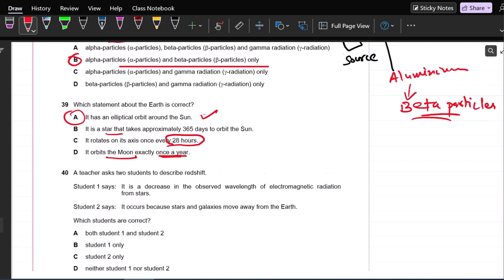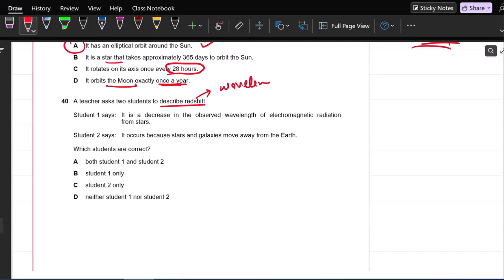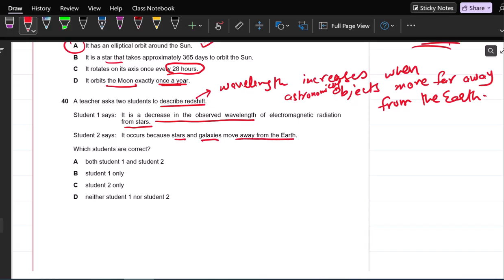Question number 40. A teacher asked two students to describe redshift. Okay, redshift is when wavelength increases, when astronomical objects move far away from the Earth. So let's see. Student 1 says it is a decrease in the observed wavelength of electromagnetic radiation from the stars. No. Student 2 says it occurs because stars and galaxies move away from the Earth. Yes, possible. This student 2 is right. Which students are correct? Student 2 is only correct.